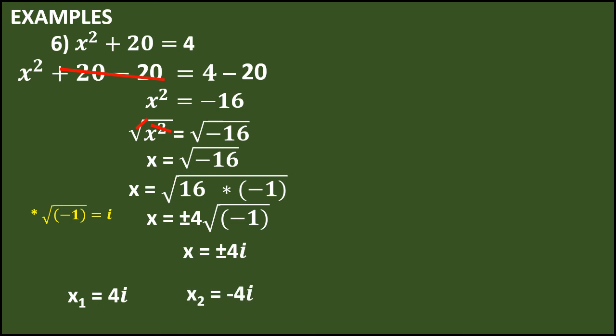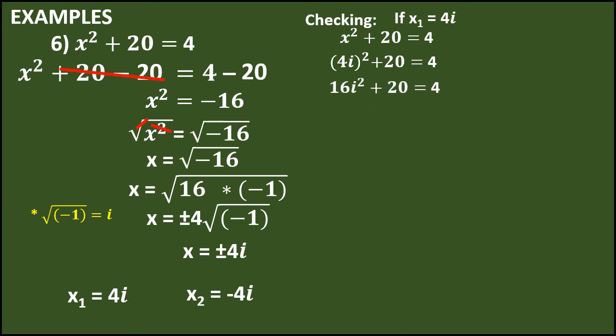Again, before we accept these two roots or two solutions, we have to do the checking. Let us now substitute 4i as x. It will become x squared plus 20 equals 4. Substitute the quantity 4i, quantity squared, plus 20 equals 4. Square 4 and i, we have 4 times 4 is 16. 16i squared plus 20 equals 4.